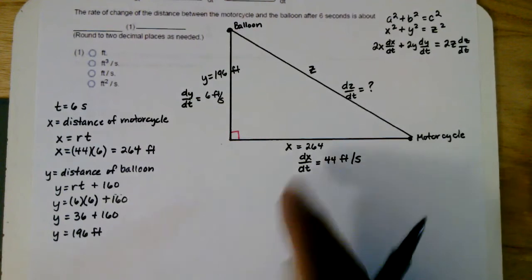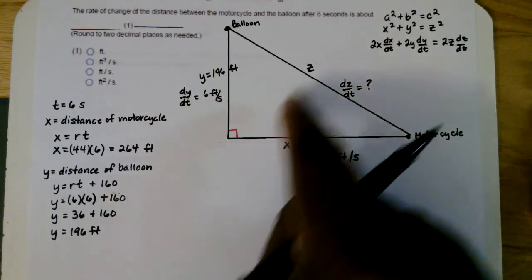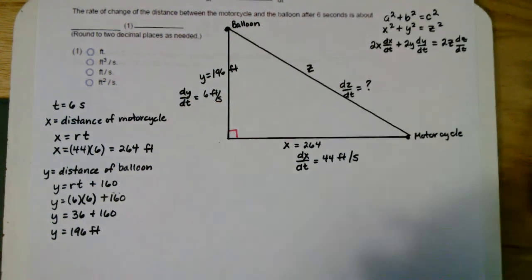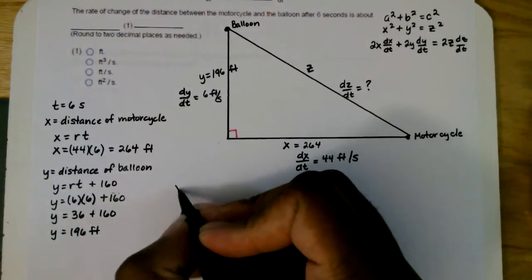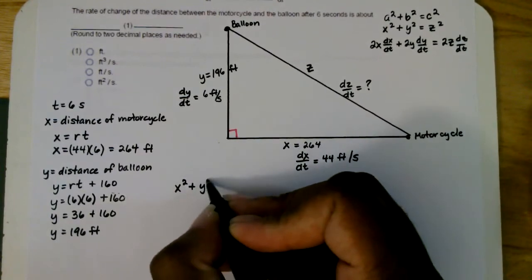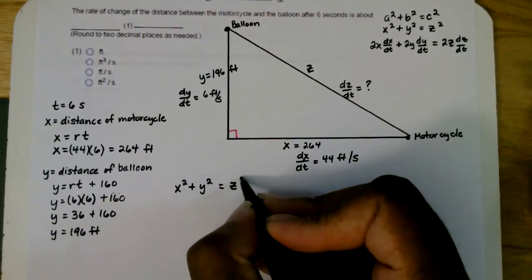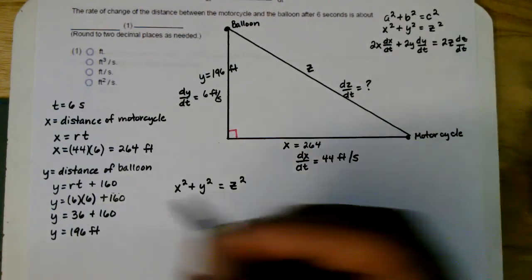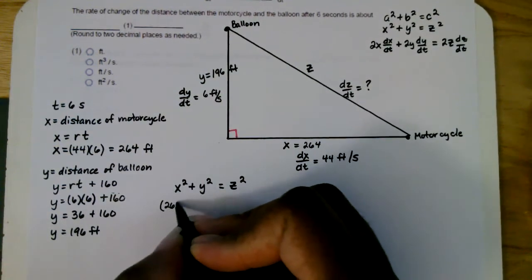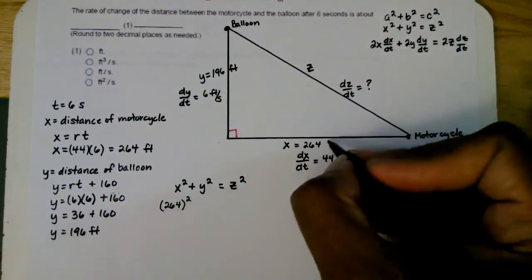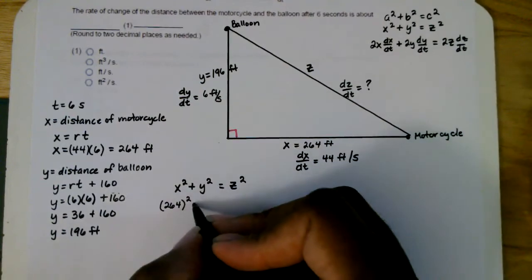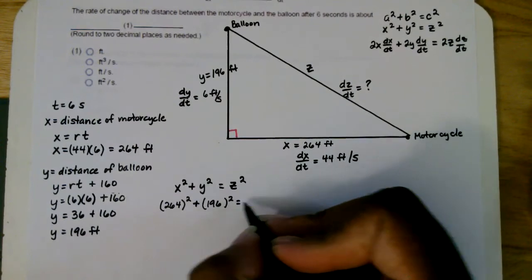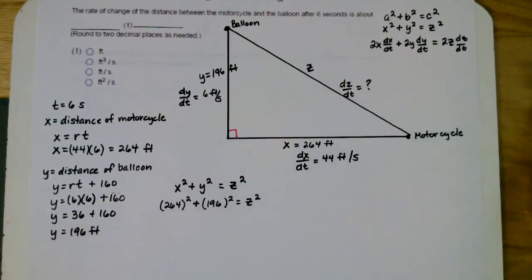All right. Now we know what y is, we know what x is. We can find out what z is using that Pythagorean relationship, where we got that x squared plus that y squared is equal to z squared. Let's use that to find out what z is. Okay. So x is 264 feet, so it'll be 264, and that's squared, plus the y, which is 196, and that's going to be squared, is equal to z squared.